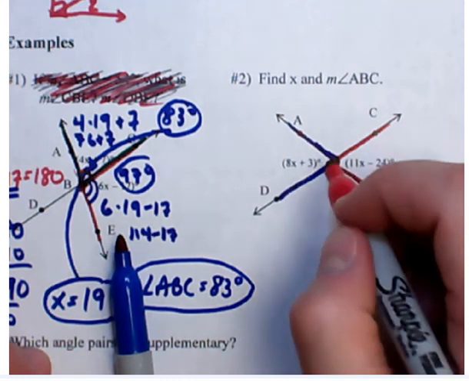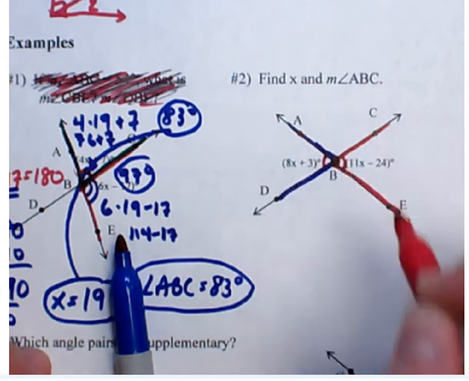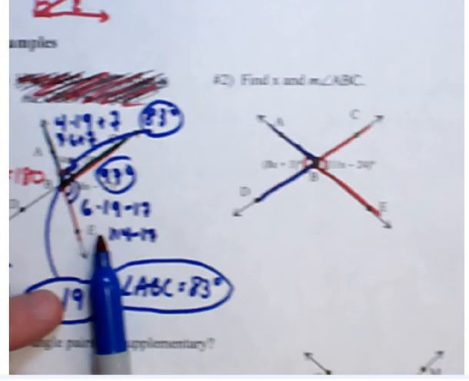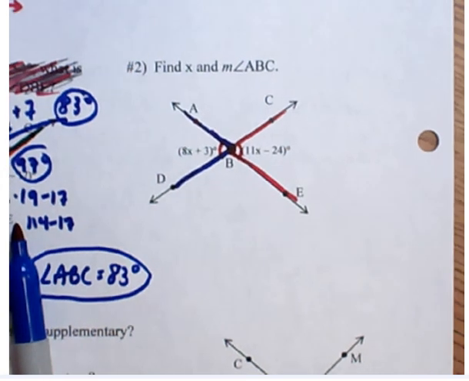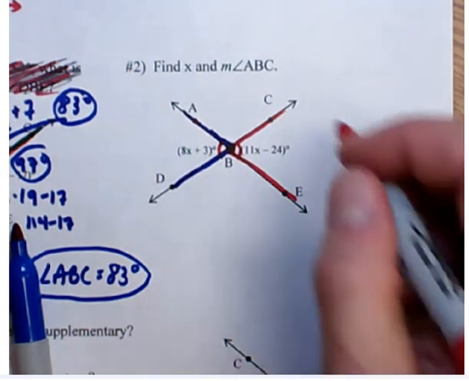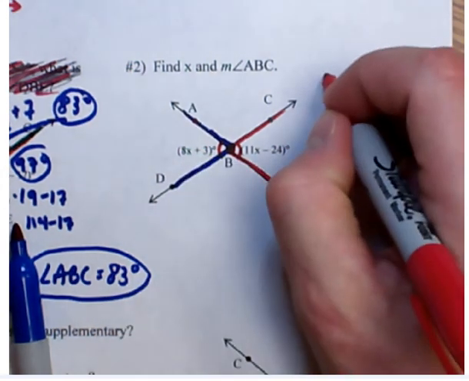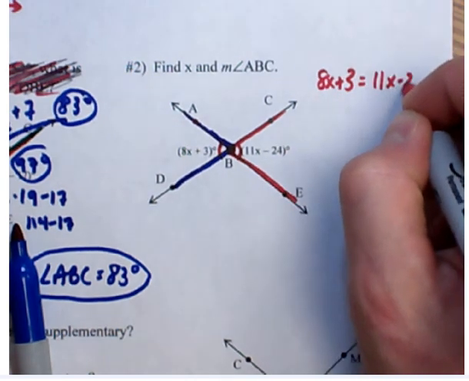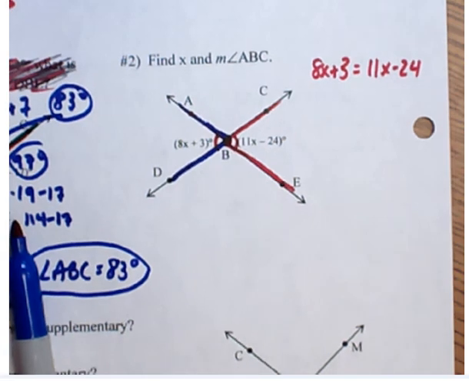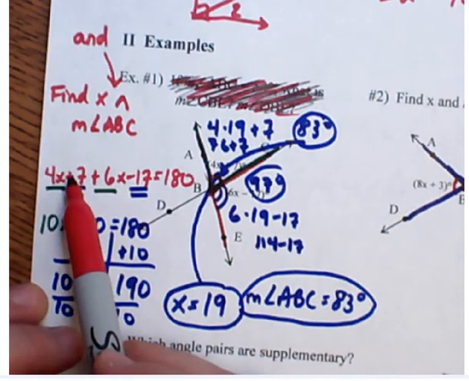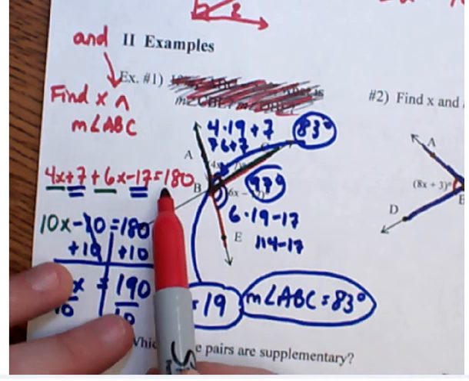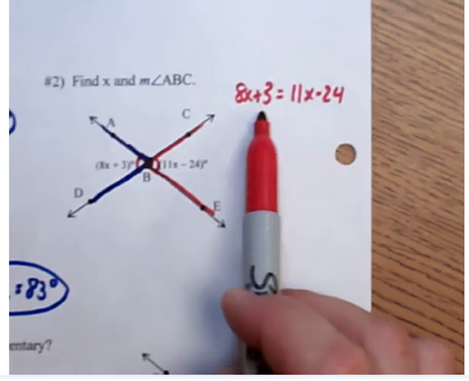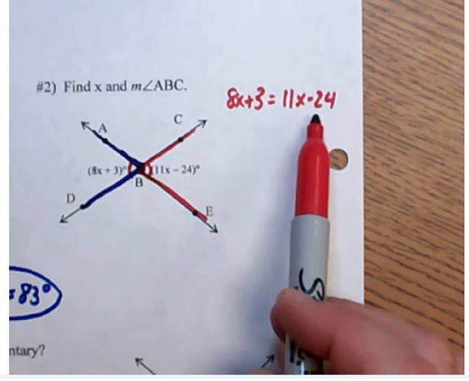These are vertical angles. That means that they are congruent. Vertical angles are always congruent. If they're congruent, that means that these are equal. 8x plus 3 equals 11x minus 24. So notice in number 1, the equation was you add the angles, you get 180. Equation 2, they're congruent, so I make them equal to each other.